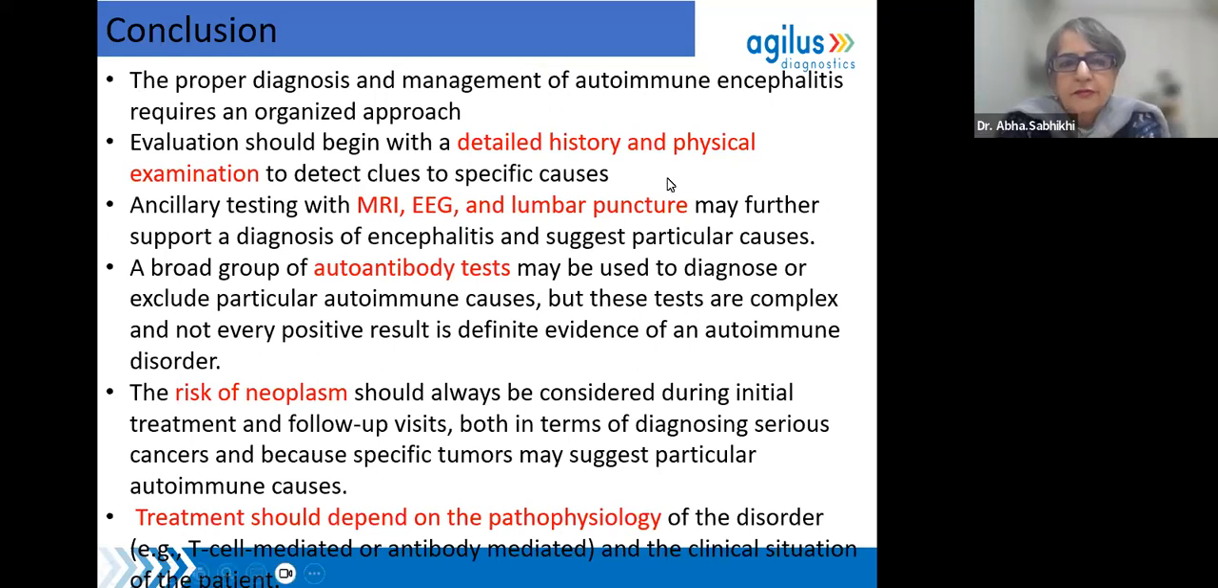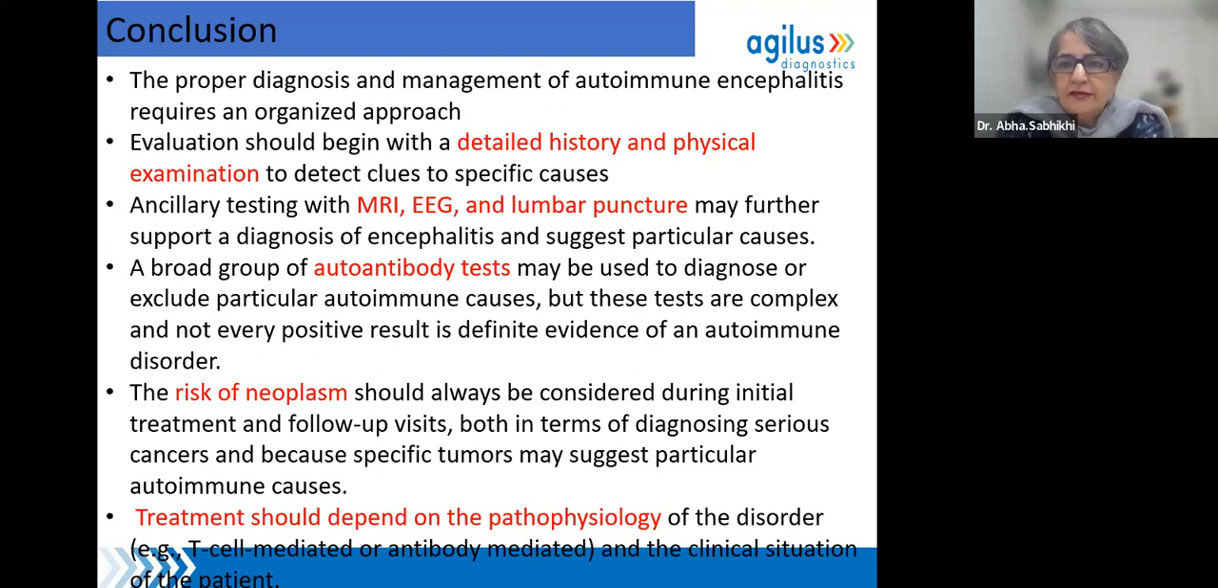Thank you, Dr. Deepak. Your presentation highlighted autoimmune encephalitis, its various modes of presentation, the antigens and the antibodies that are associated with it, and how to select the right test.